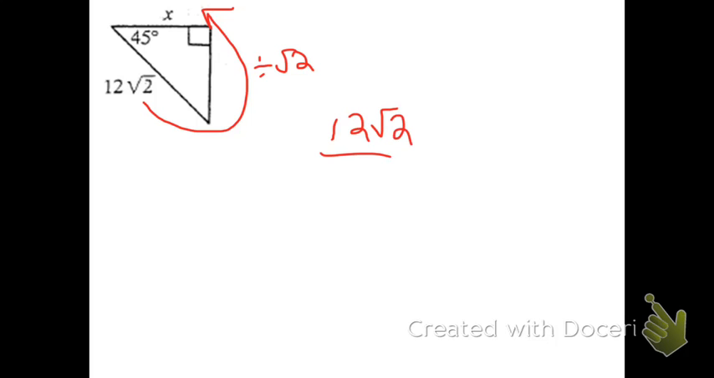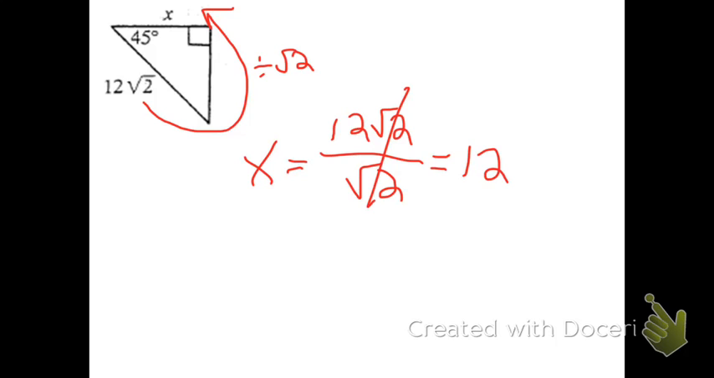So if you know this hypotenuse is 12 root 2, then you're going to divide by root 2 to get the leg. Don't think of it as taking away root 2. Think of it as you're taking 12 root 2 and dividing it by root 2 to get x. Then the root 2's cancel out, so you just get 12.